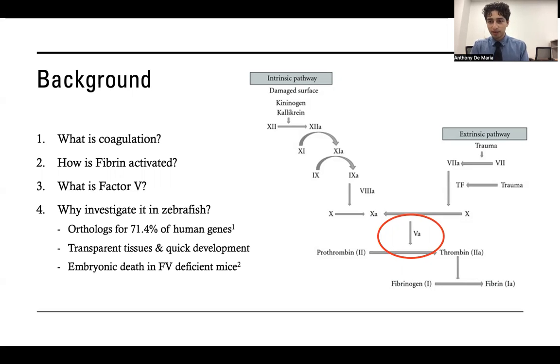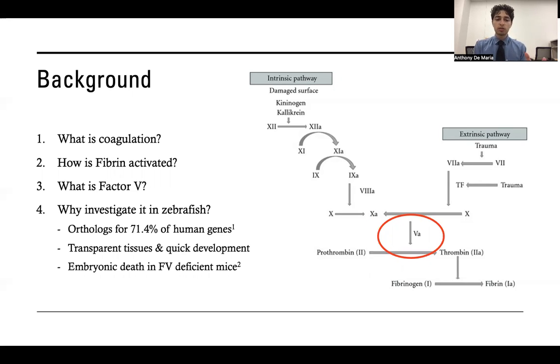So why am I investigating factor V and why in the zebrafish? Well, the zebrafish is an ideal model for hematology research. One, because it has a lot of orthologs for human genes. 71% of human genes have orthologs in the zebrafish. And the zebrafish also has transparent tissues and develops very quickly and gives a lot of eggs as well. So it allows for very quick generation times and screenings with this model.